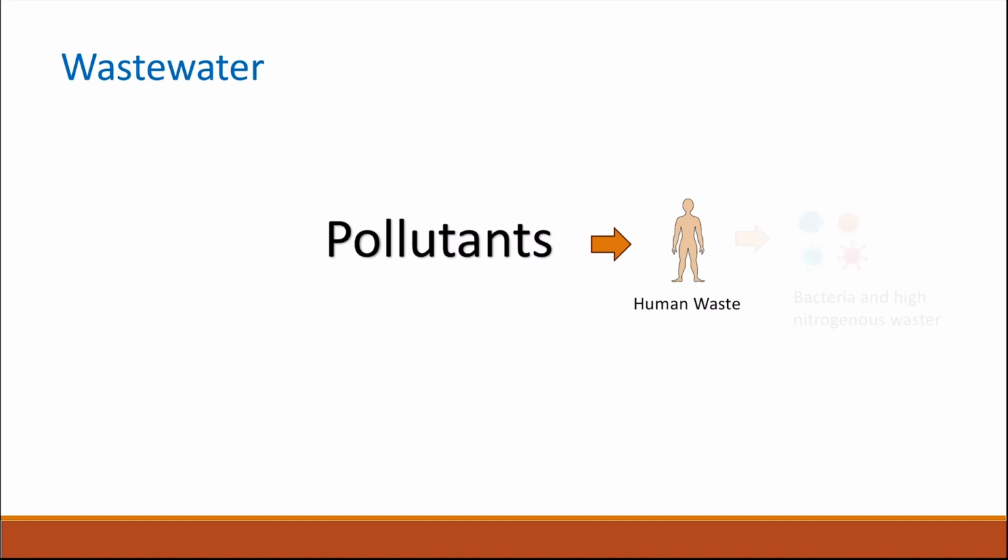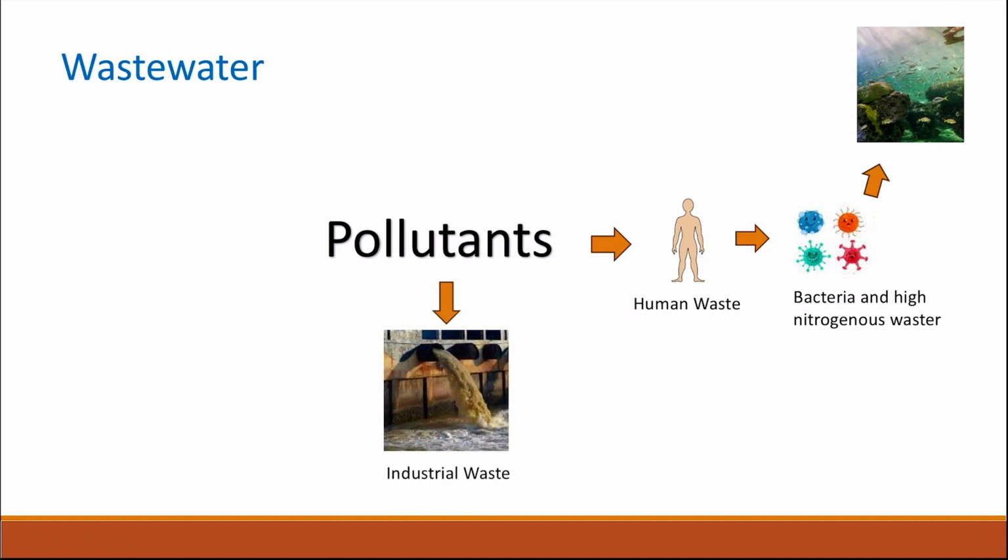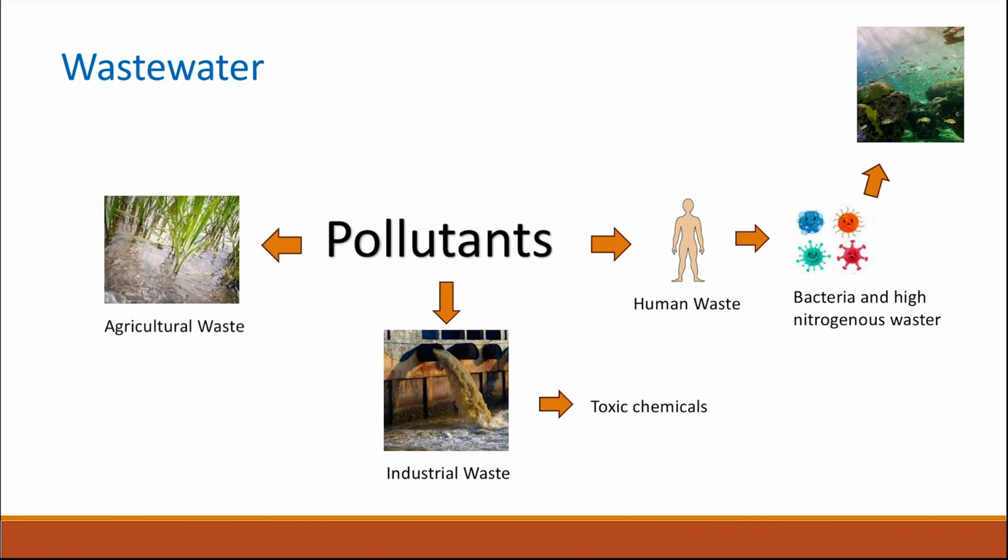First, there is human waste, which contains bacteria and high nitrogenous waste, and this waste can be very toxic to the aquatic ecosystem. With industrial waste, the main problem is that it contains toxic chemicals, while agricultural waste can contain pesticides and fertilizers, which also disturb the ecosystem.